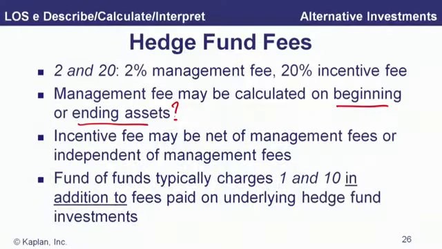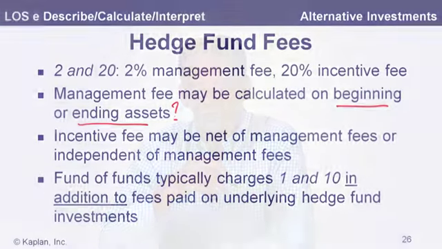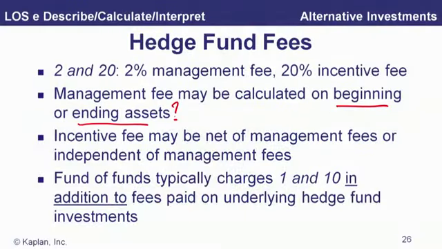Okay? And fund of funds, I mentioned, have another layer of costs in addition to the cost of the hedge funds that they buy. They typically charge 1 and 10 on top of everything else. So a 1% management fee for their selection of the funds and handling your funds, and 10% of the profits from the investment in the funds. So that's a 1 and 10 overlay on top of a bunch of hedge funds, which may have a 2 and 20 structure in place.